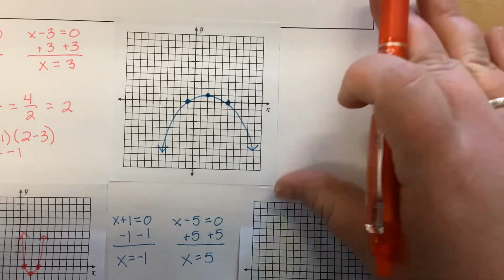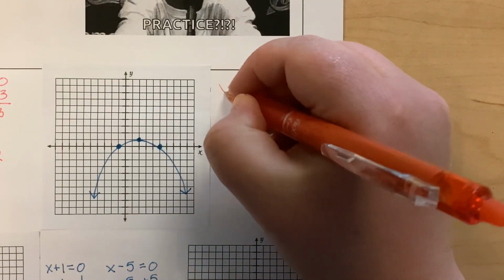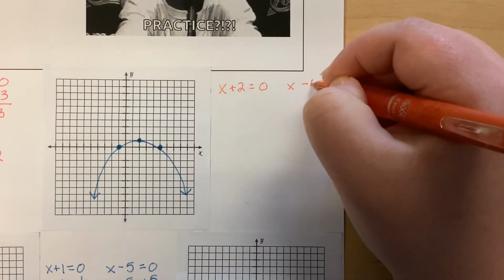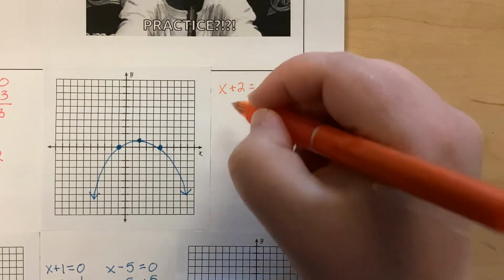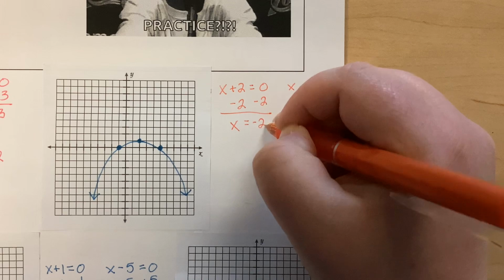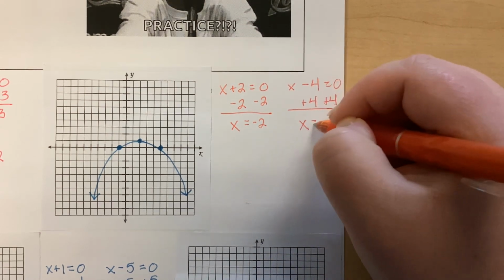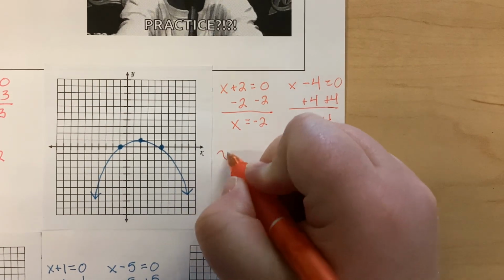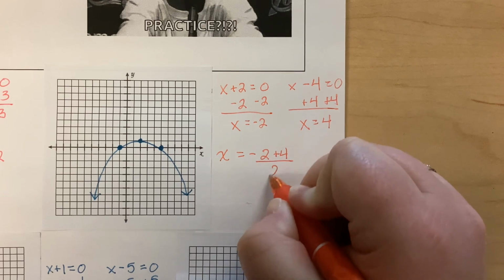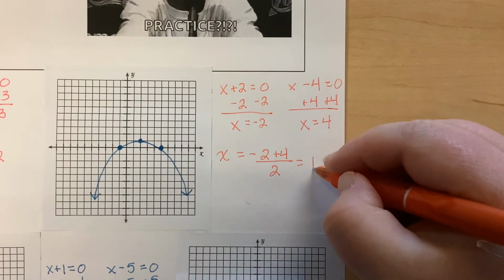We have x plus 2 times x minus 4. So same steps. x plus 2 is 0 and x minus 4 is 0. Subtract 2 here, you get x is negative 2. Add 4 here, you get x is 4. Okay, to find the x value of your vertex, it's negative 2 plus 4 divided by 2. Negative 2 plus 4 is 2, divided by 2 is 1.